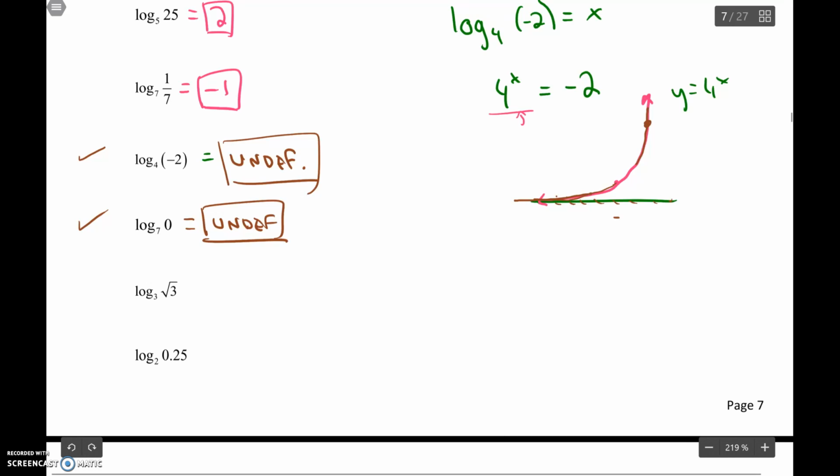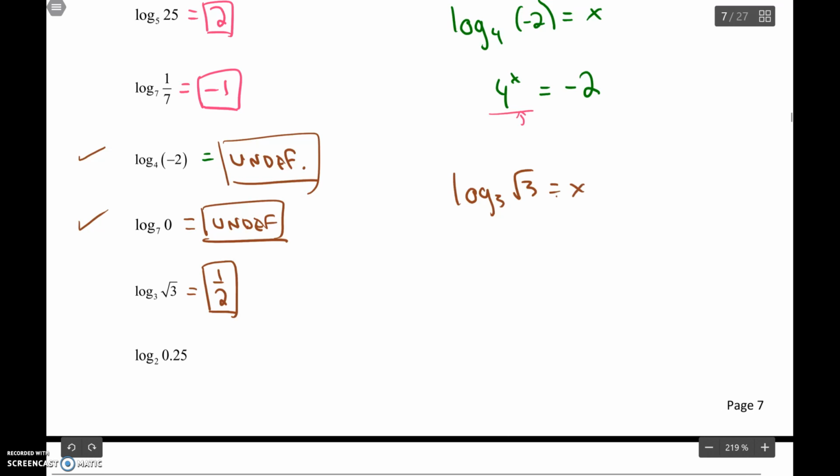All right, 3 to what power gives me a square root of 3? 3 to what power gives me a square root of 3? I don't know, I can do this in my head. Maybe you can, maybe you can't. If you like that, and you're good with that, then that's where you can just be done. If you're not seeing it or you're not sure, let's work it the alternative way.